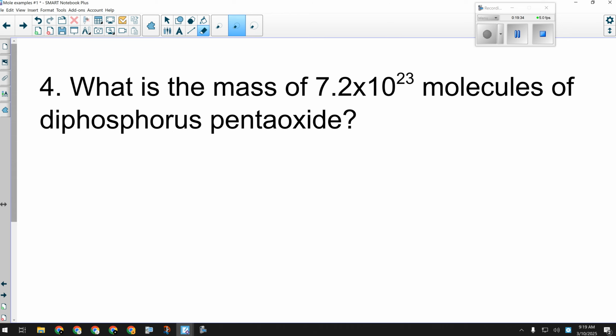You can see in this question, I'm given a giant number. Okay, I got to get giant numbers under control. So what am I going to do with this number and Avogadro's number? I'm going to divide them on this one. Okay, so let's still write down our givens, same as we always do.